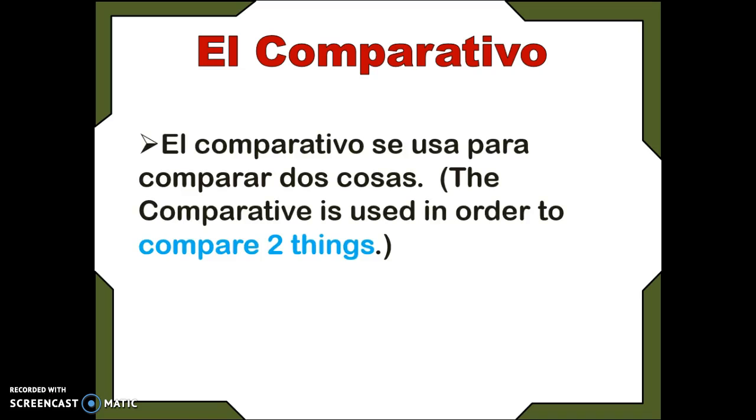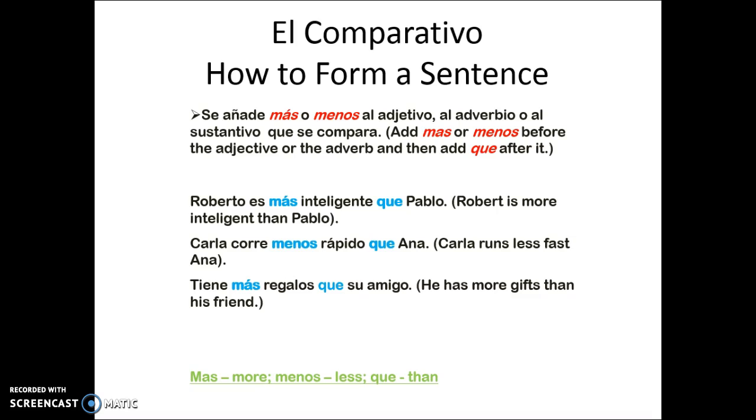The comparative, and I have it in Spanish as well, is used in order to compare two different things. Not more than two, but just two, okay? So just like the name, comparative, compare, comparativo. So how to form this in a sentence. So you have to add más or menos, those words in red, before the adjective or the adverb, and then add que after it. So what does that look like in a sentence?